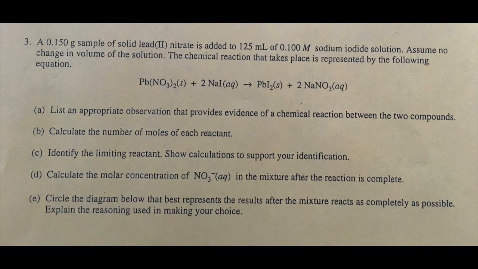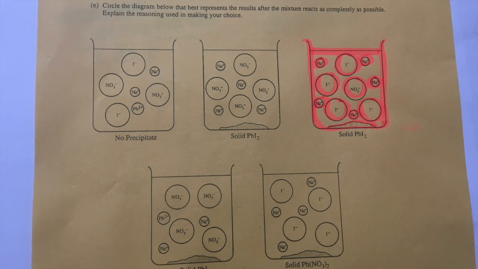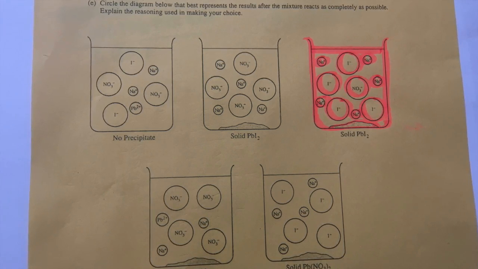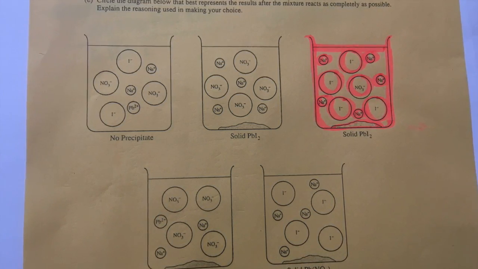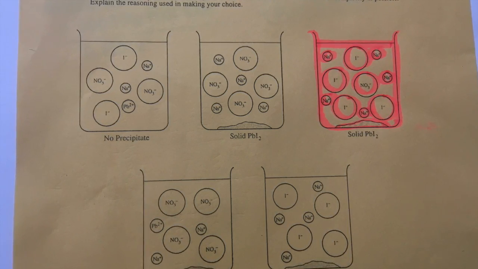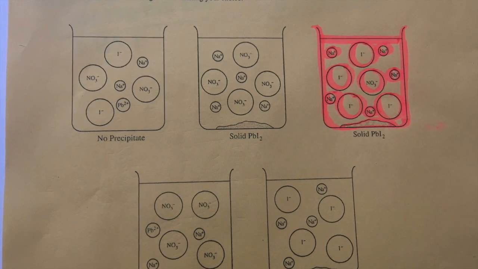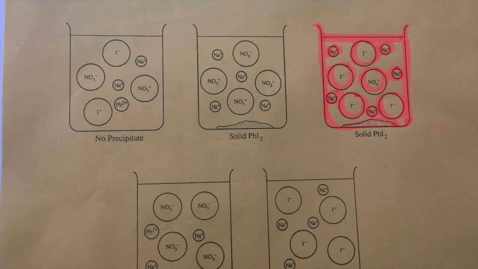The last part of this question asks to circle the diagram that best represents the results after the mixture reacts. I chose the third solution because this solution contains sodium and nitrate as spectator ions, which means that neither sodium nor nitrate react to form a solid precipitate, and because this solution contains excess iodine and a solid precipitate of PbI2.